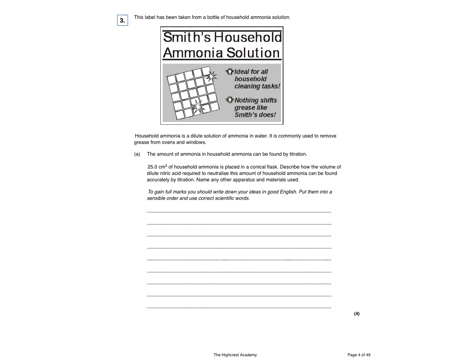Now, the next question, girls. You were asked that household ammonia is a dilute solution of ammonia and water, commonly used to remove grease from ovens and windows. The amount of ammonia in household ammonia can be found by titration. 25 cm³ of household ammonia was placed in a conical flask. Describe how the volume of dilute nitric acid required to neutralise this household ammonia can be found accurately by titration. Name any apparatus and materials used.